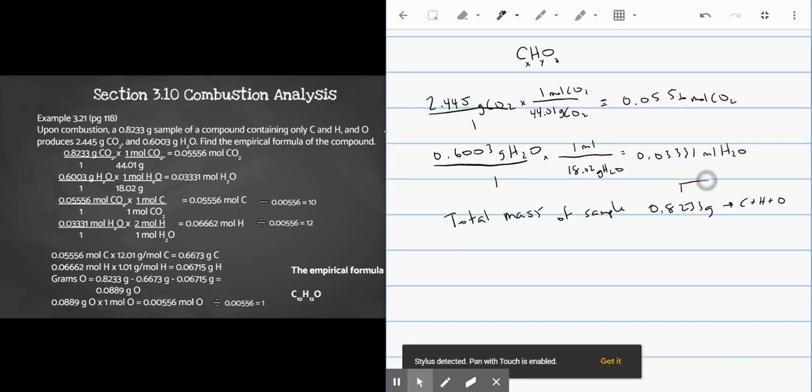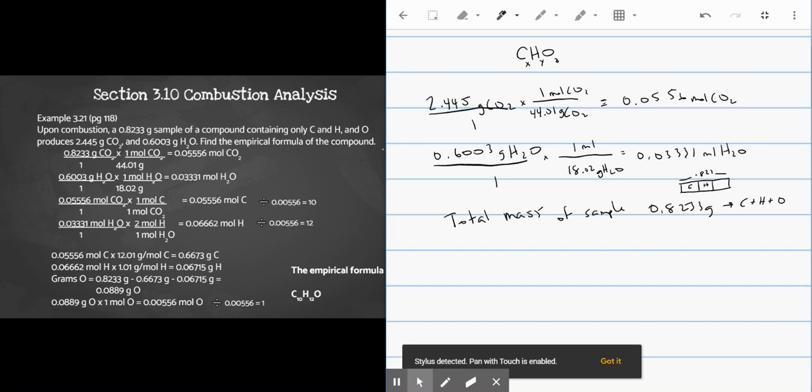Okay, so here's our full sample. I'm going to draw it as a tape because I've been working with tapes with my daughter. Okay, so let's say I have carbon takes up this much, hydrogen takes up this much. The whole thing is my 0.823. So to figure out what's left, I'm just going to take this total, and subtract the C and the H's, and I'll have the amount of oxygen that's left. Okay, so a few more steps to do.